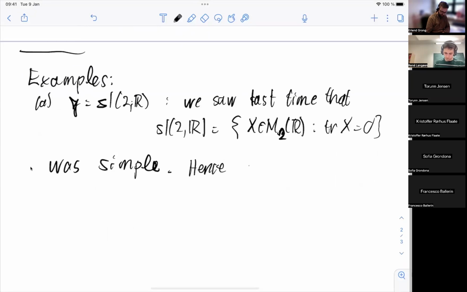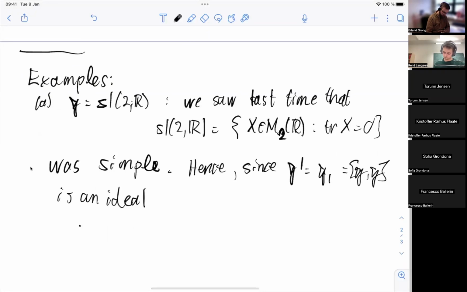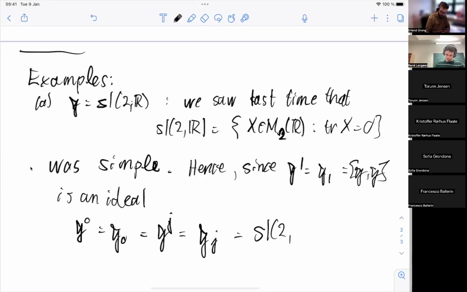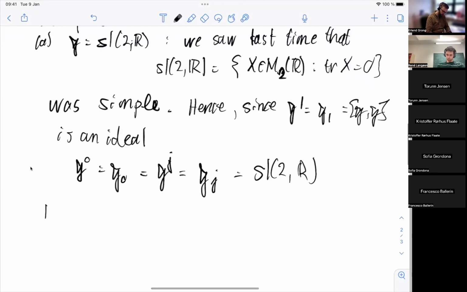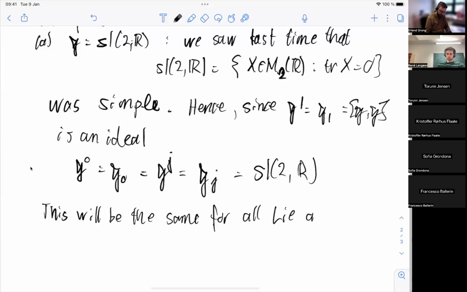And hence, since G1, the bracket of G with G, is an ideal, we have that in this case G0 is equal to G1 is equal to, yeah, G J downstairs is just SL2R. So no matter what we do with SL2, if we take all the brackets, we'll never get anything less. This will be the same for all simple algebras.